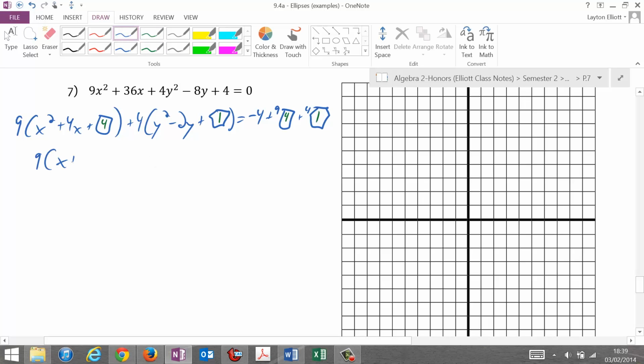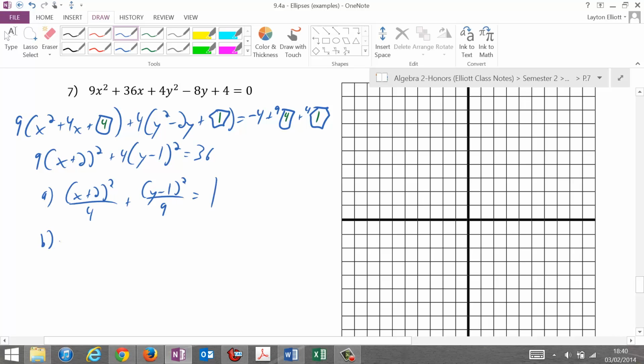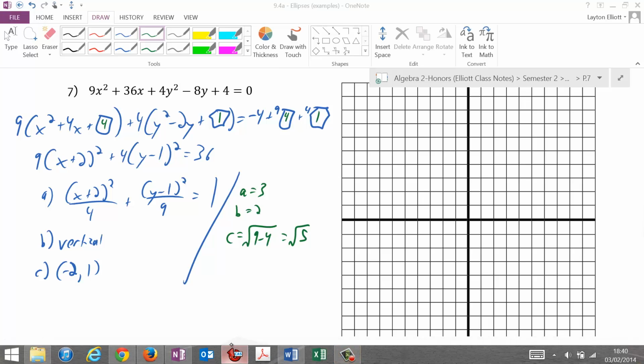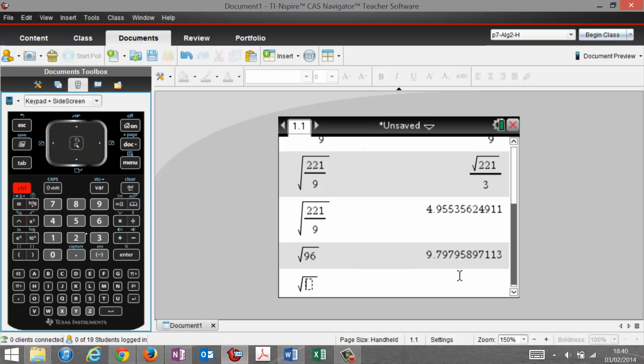So simplify this. 9 times (x plus 2) squared plus 4 times (y minus 1) squared is equal to, that's going to be 36. And divide, and I'm going to get the graphing form of (x plus 2) squared over 4 plus (y minus 1) squared over 9 is equal to 1. That is vertical, with the center at negative 2, 1. Do a little sidebar here. A is equal to 3, B is equal to 2, C is equal to the square root of 9 minus 4, or the square root of 5, which according to the calculator is approximately 2 point something.